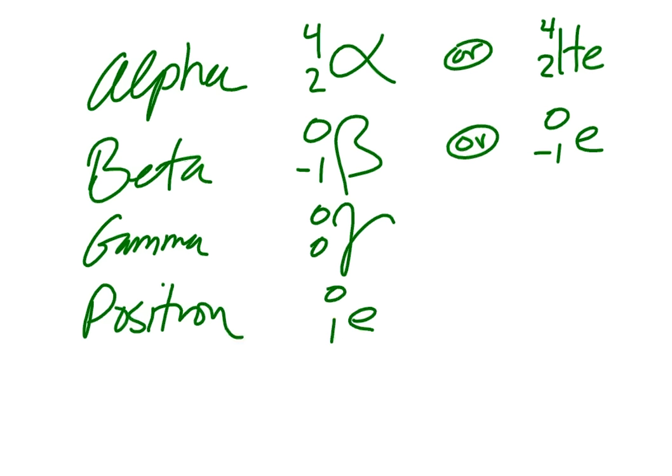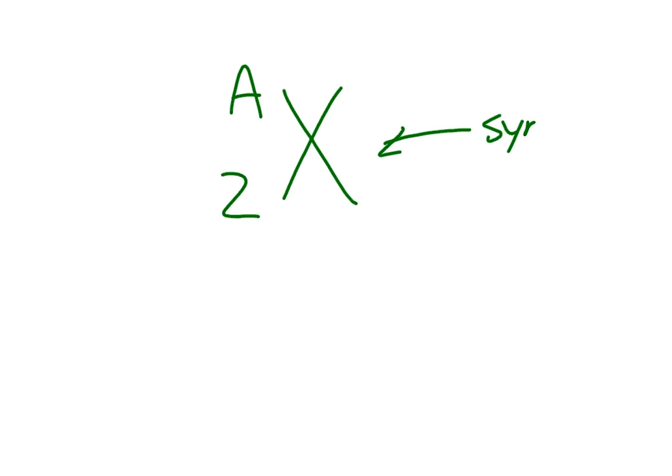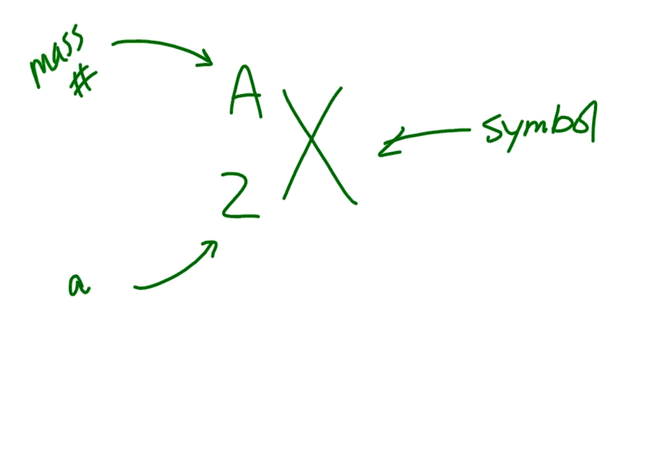So let's first break down this isotopic notation. Here I have X, and I have A, and I have Z. X is referring to my symbol, in this case the element, so chlorine would be Cl, oxygen would be O. A is referring to the mass number, and Z is referring to the atomic number. Nice review, easy.